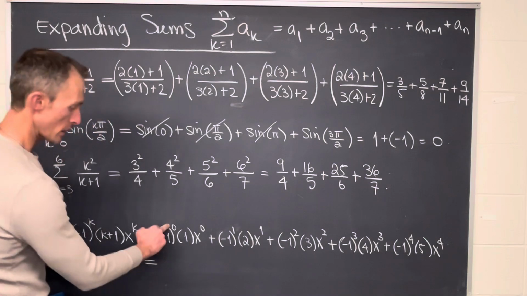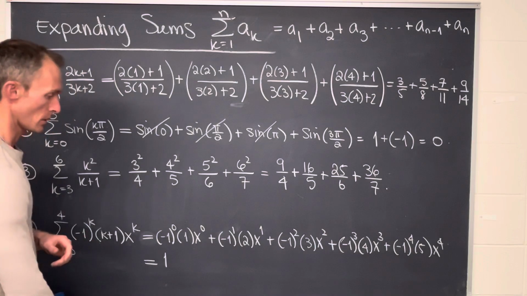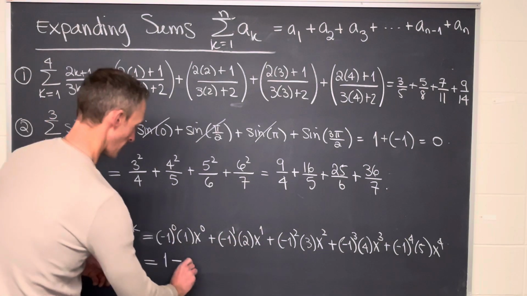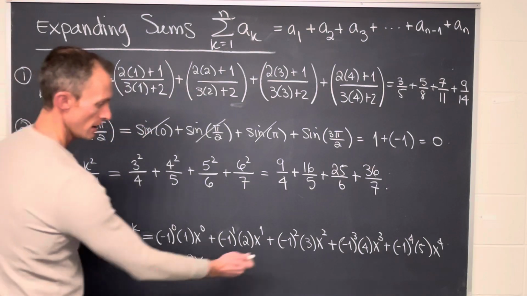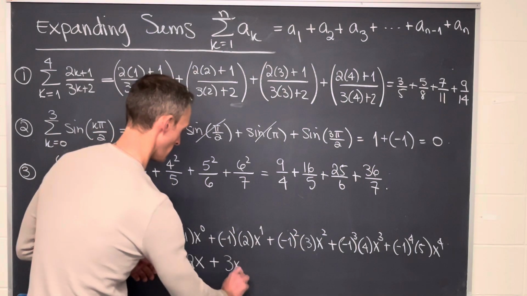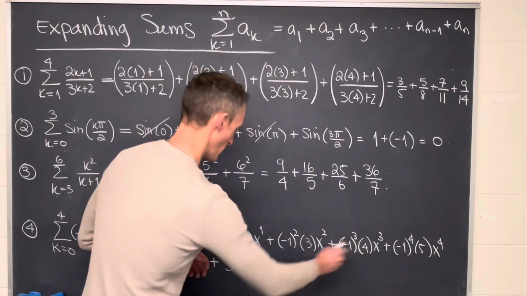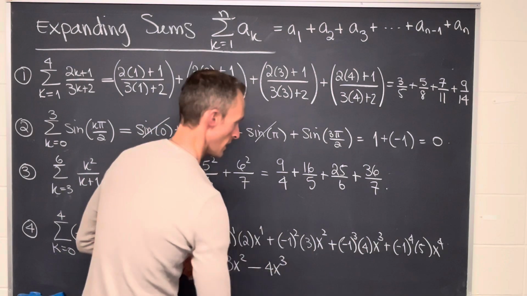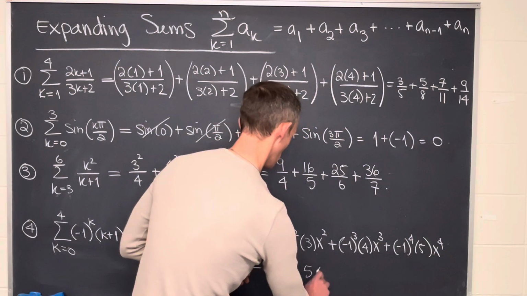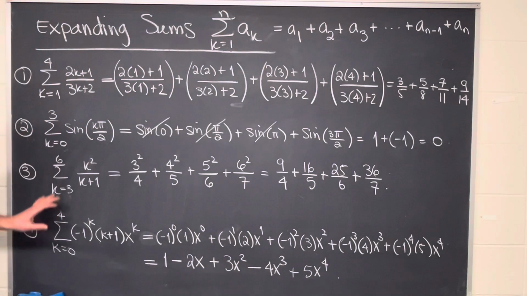Well, let's see. Negative 1 to the 0 power is 1, times 1 is 1, x to the 0 is 1, so this is just a 1, okay? Negative 1 to the first is negative, so it'll be minus, and then 2 times x. I get that. Negative 1 squared is positive, so this will be plus 3x squared. Negative 1 cubed is negative, so I'll get a negative again, 4x cubed. And then negative 1 to the 4th is positive, so I'll get plus positive 5x to the 4th. Okay? So that would be the expanded form of this sigma.